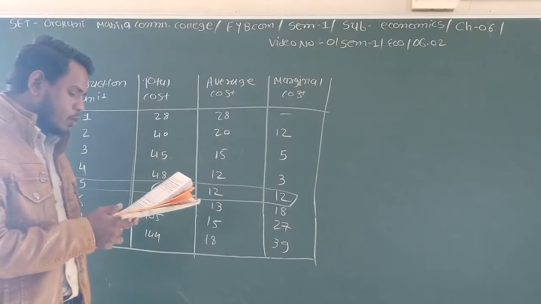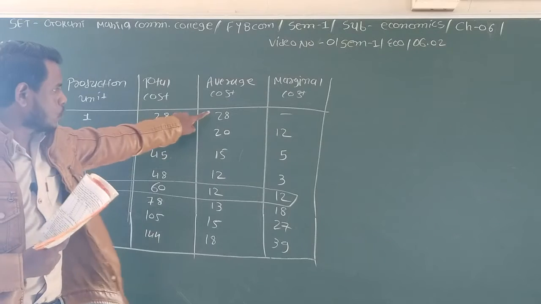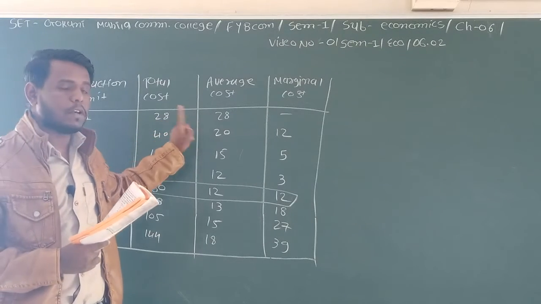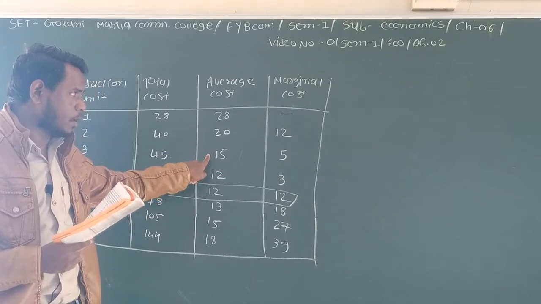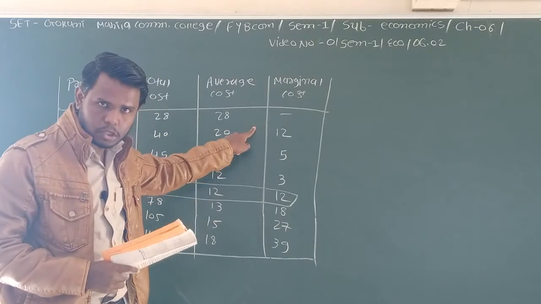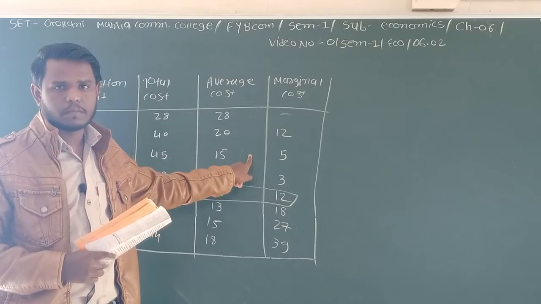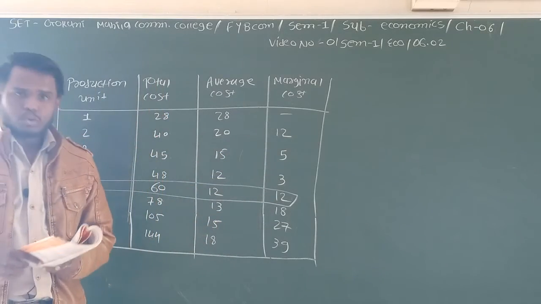This is also: average cost and marginal cost decrease in the initial stage. Look, first of all 28. Average cost decreases from 28 to 20. After that it will decrease further. Same for marginal cost. In the second unit, marginal cost is rupees 12. It will decrease at the third unit from 12 to 5. After that it will decrease from 5 to 3.